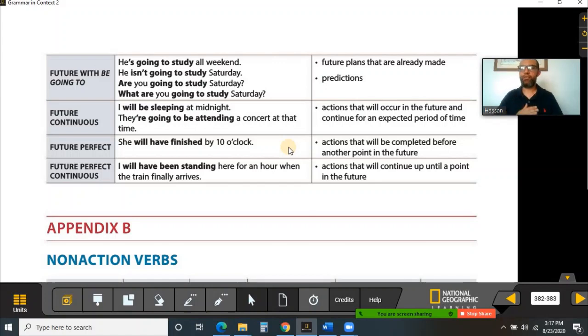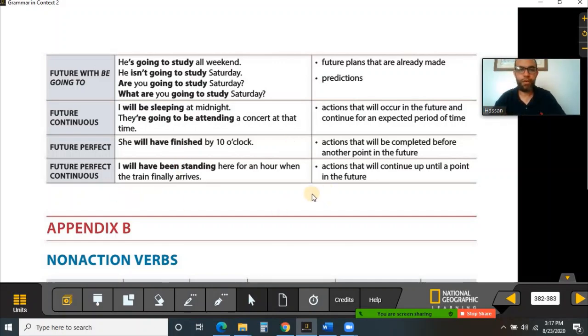Let's say a student is taking an English course, and this English course will have been done by, let's say, December 15, and we are today on, let's say, August 23rd. So we should say he will have finished his English course by December 15. An action that will be completed in the future by a certain time. This is the future perfect.